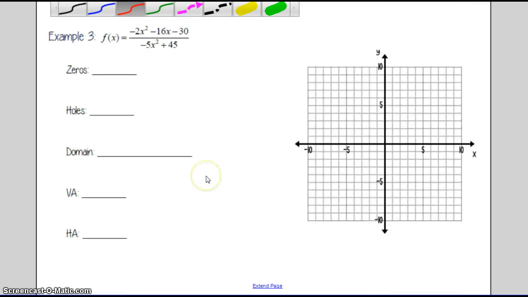So try this last one on your own, and we can pause the video and try it, and then push play when you're ready to check your answer.